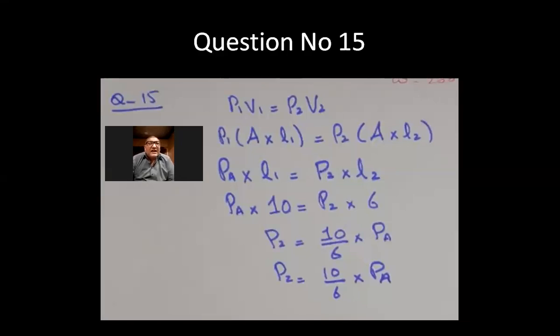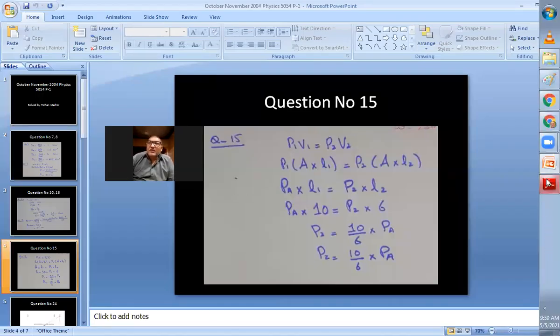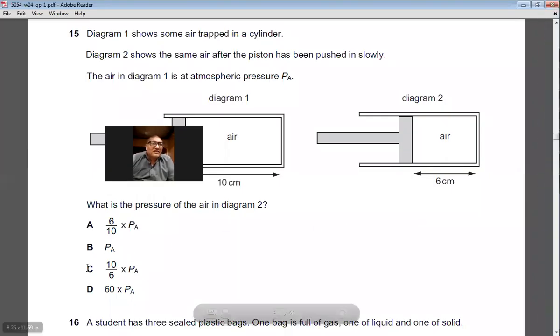PA multiplied by L1 is 10. And P2 I want to find out, and L2 is 6. So P2 will be equal to 10 divided by 6 multiplied by PA. So let's check the marks. 10 divided by 6 PA. C is the right choice. Question number 15.